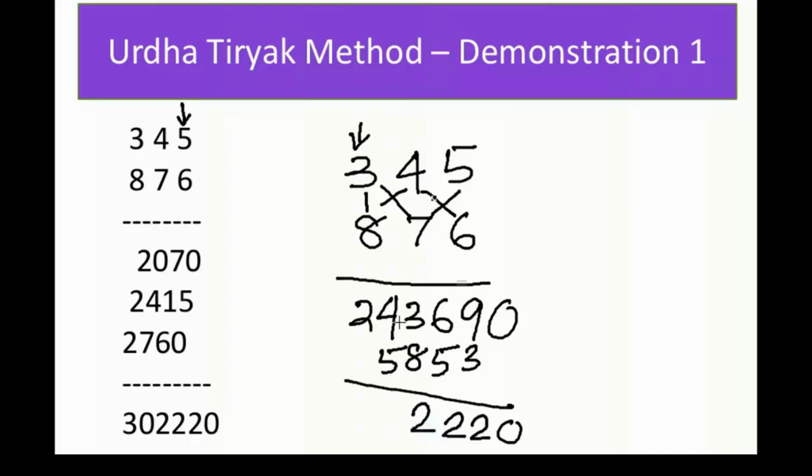Then next is 6 into 5, which is 30. That's it. Then you just add this up. This is 0. This is 2 and 1 carry forward. This is again 2 and 1 carry forward. This is again 2 and 1 carry forward. This is 10 and this is 2. So the answer is 30,220. That's the answer.